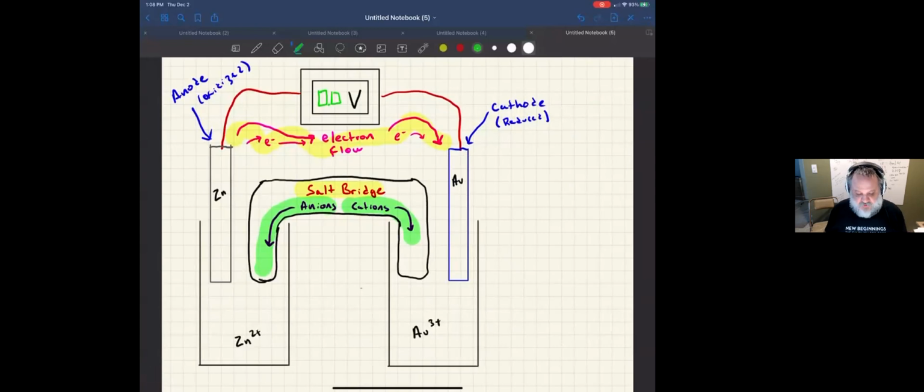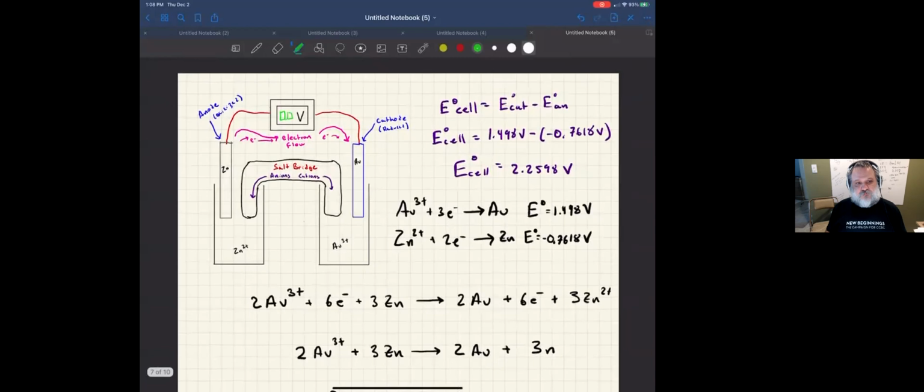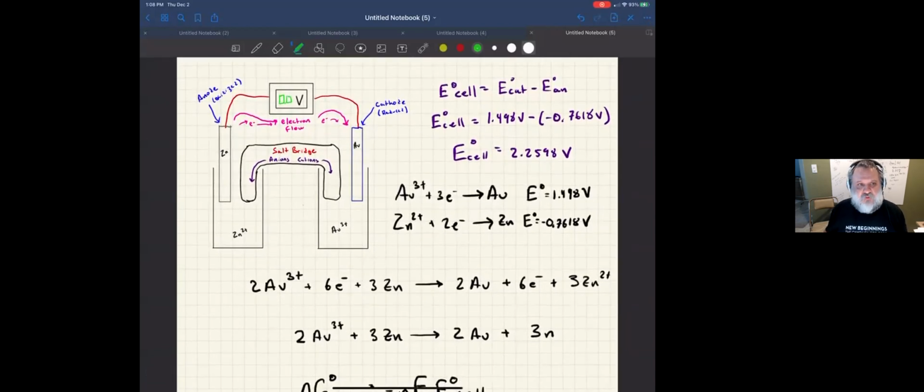So once you've drawn the diagram, the next thing is to move on to those other questions. It says to calculate the standard voltage of the cell, E naught cell. And so you do need to bring in a formula that reminds you that E naught of cell equals the standard reduction potential of the cathode minus the standard reduction potential of the anode. And so we just put those two things together. Negative times a negative is a positive. And so the actual voltage of the entire cell reaction is 2.2598 volts.